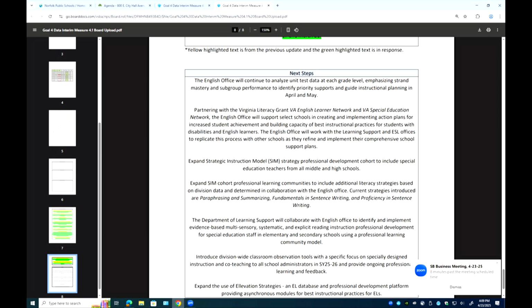Partnering with the Virginia Literacy Grant, Virginia English Learner Network, and Special Education Network. These were two smaller grants that Norfolk was awarded. The English office is working in collaboration to support schools in creating and implementing action plans for increased student achievement and building capacity of best instructional practice for students with disabilities and our English learners.